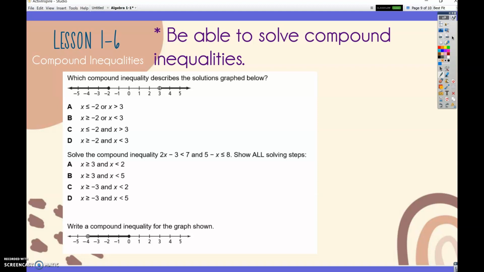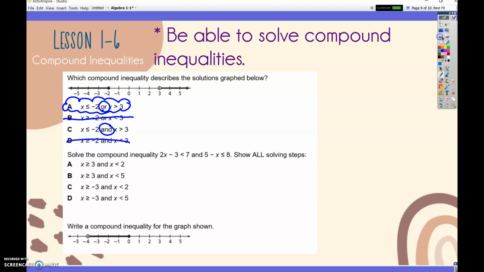So for this first example, we would note that -2 has a closed circle and 3 has an open circle. We want our x to be greater than 3, so that takes out B and D, and we also want x to be less than or equal to -2. Our key word here is the "or" or the "and." When you go two opposite directions, you could go one way or the other way. That's why A is going to be our best choice.